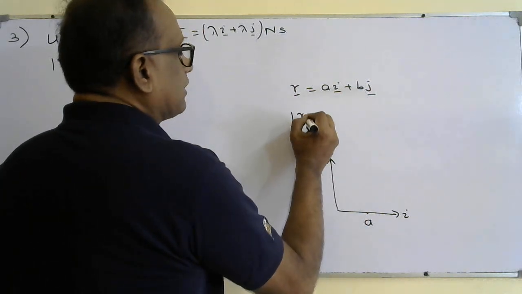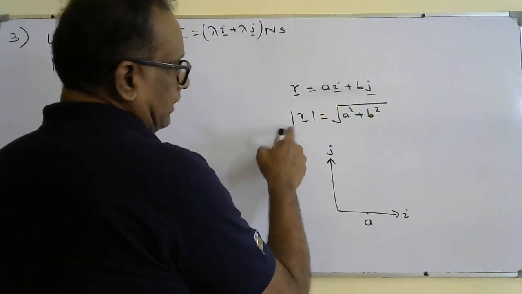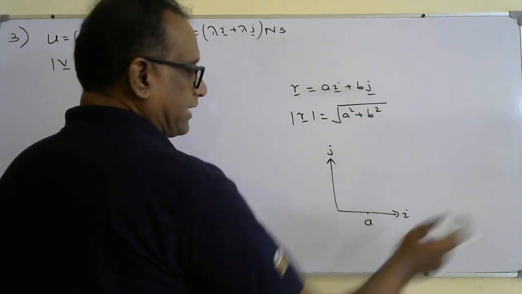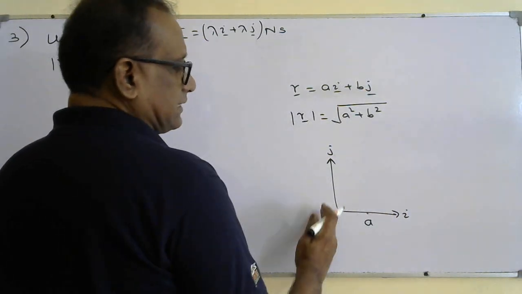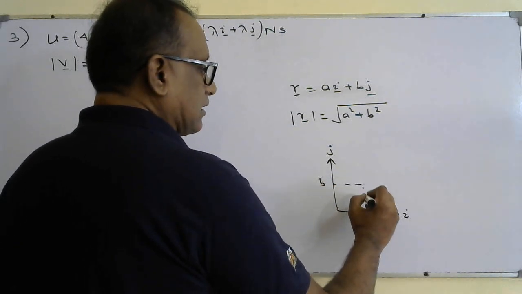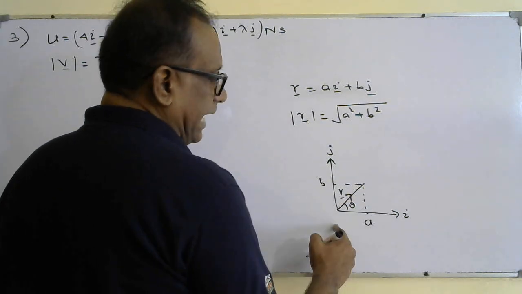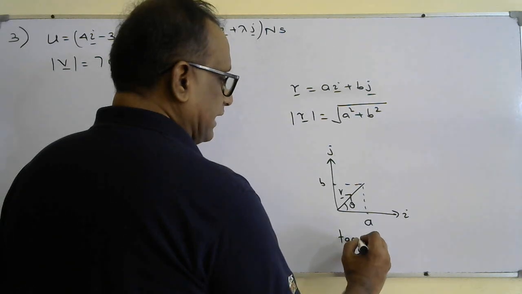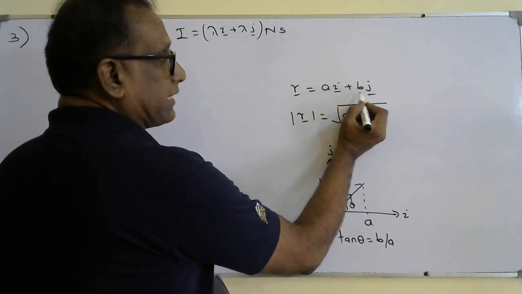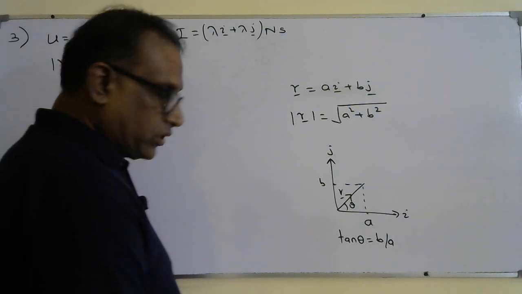Then the modulus of r is given by the square root of a squared plus b squared. The angle of the vector r: ai means the unit vector i is taken along the positive x direction, that is a. Along the positive y direction, the unit is b. So this is the vector r. The angle theta is given by tan inverse b over a, since tan theta equals b over a. That is the magnitude, and b over a gives the direction. Okay, so we'll use these ideas.